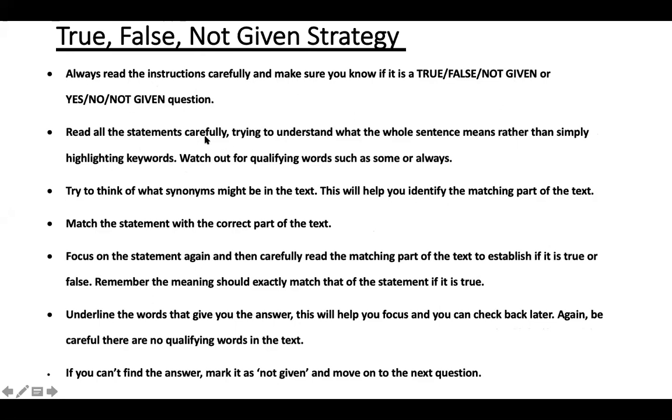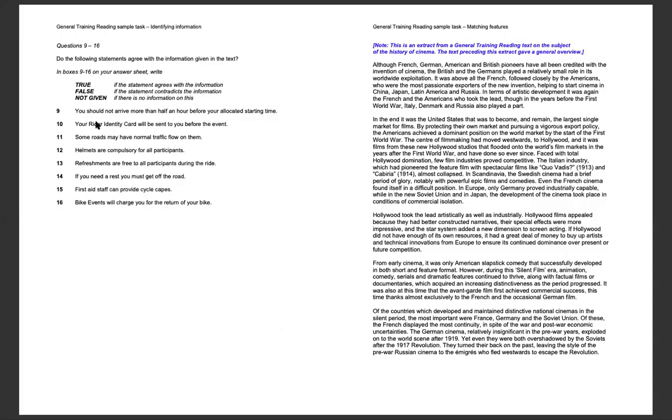Then read all the statement, try to understand the whole statement. So try and read the question statement. Question statements are these statements, not the passage, but this is your question statement. So you read through your question statement. While you're reading, try to understand the information, not just the words, not just the keywords, but also the entire information.